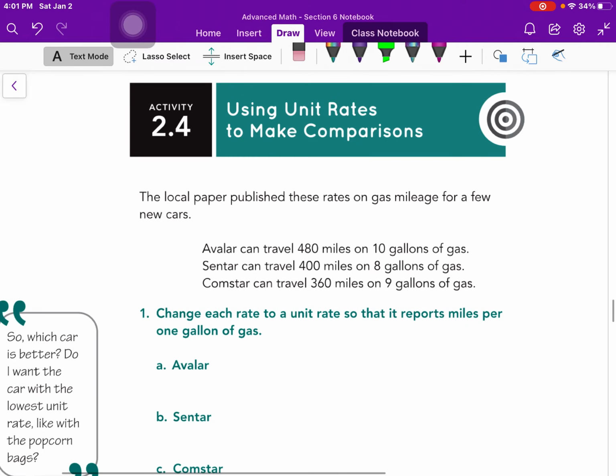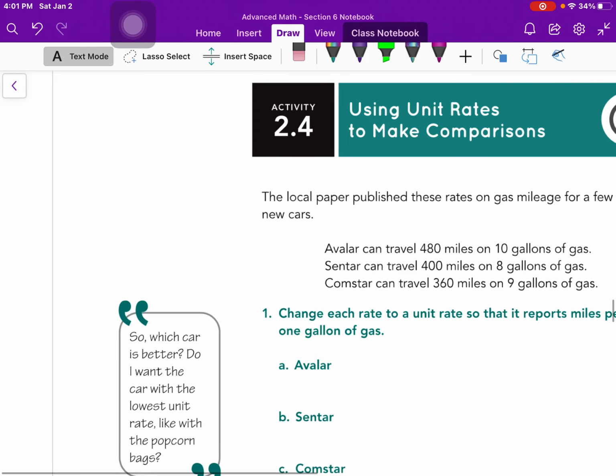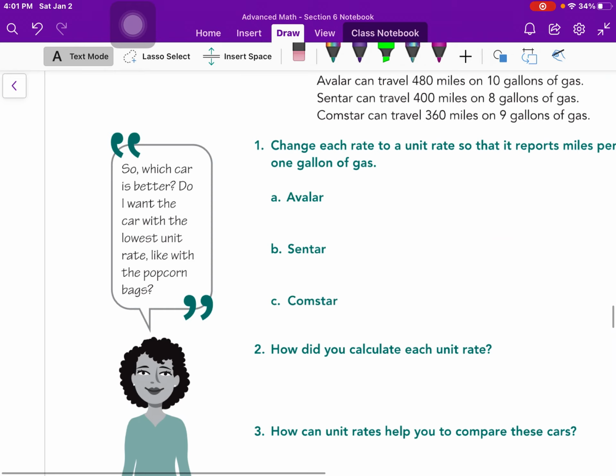And I'd like you to go down to activity 2.4. It says the local paper published these rates on gas mileage for a few new cars. I want you to ask yourself something. We're going to try to figure out which car is better. And do I want the car with the lowest unit rate like I did with popcorn bags? All right, so we're going to find unit rates again. But this time, am I looking for the one that has the cheapest or the smallest number?